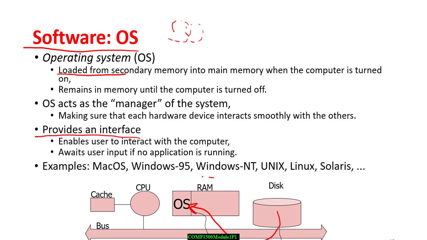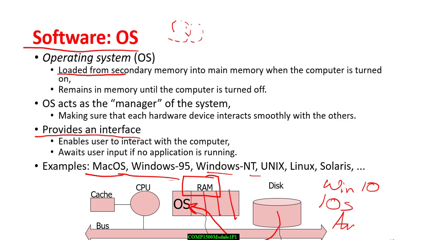Now, again, we go back to the RAM. Why is RAM important? If you have larger RAM, then you can hold the operating system and multiple programs. If you have less RAM, this means you are going to hold less information in the RAM. Examples: we have the Mac OS, Windows 95, Windows NT, Linux. Of course, we have the famous Windows 10, and we have iOS for the iPhones, and we have the Android operating system.